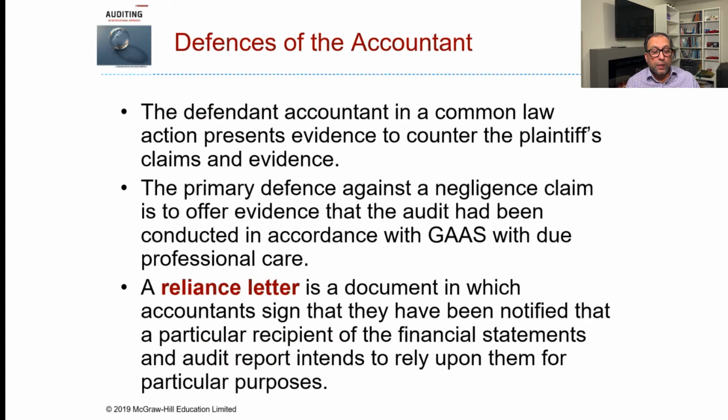Defenses of the accountant. The defendant accountant in a common law action presents evidence to counter the plaintiff's claim and evidence. The primary defense against a negligence claim is to offer evidence that the audit has been conducted in accordance with generally accepted auditing standards with due professional care. A reliance letter is a document in which accountants sign that they have been notified that a particular recipient of a financial statement and audit report intends to rely upon them for a particular purpose.